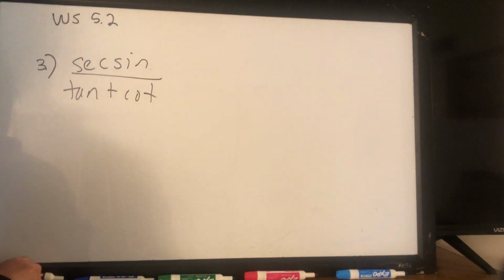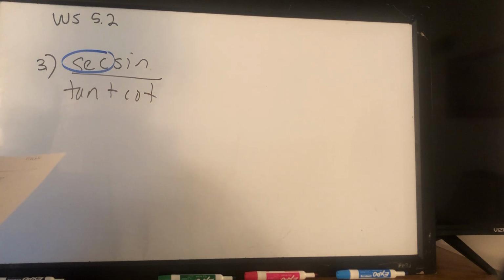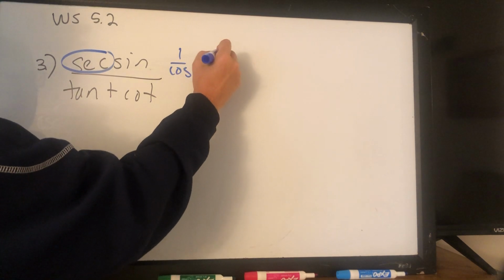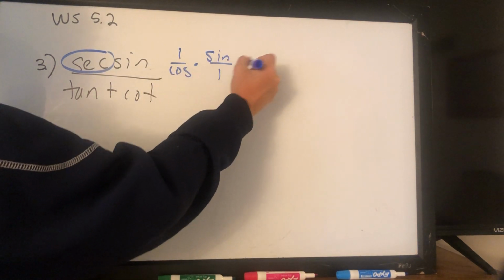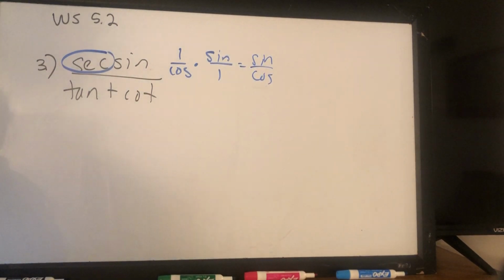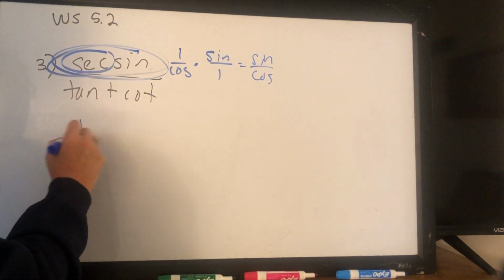So let's start with the top. Secant is the same as 1 over cosine up top times sine over 1. Okay, so right now we're just trying to simplify, get rid of some extra terms. This is sine over cosine, which is what, guys? Sine over cosine is tangent. So all this up here is tangent.